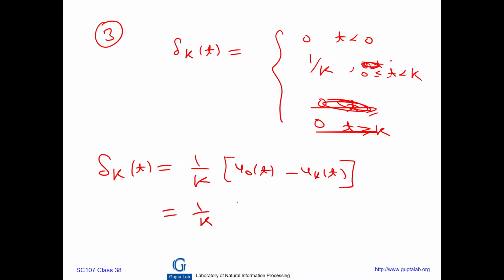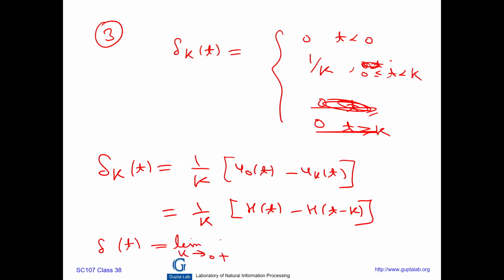Or we also write sometimes h of t minus h of t minus k, and then delta of t is defined as the limit as k tends towards 0 plus of delta k of t. So this function is 0 everywhere else, and at 0 there is a pulse, right? Infinite impulse, right? Okay. So this is the Dirac delta function.